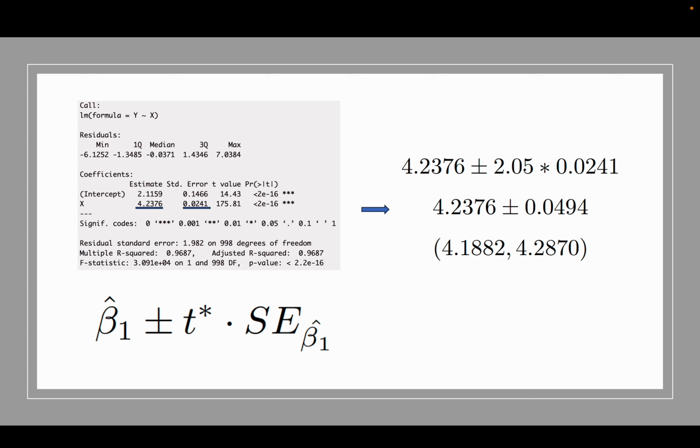So in this slide, we are computing a confidence interval for the slope estimate on x. We use the estimate and the standard error with a 2.05 critical value to compute the confidence interval. Here, the confidence interval is 4.1882 to 4.2870. We can interpret the confidence interval as that we are 95% confident that the population slope is between 4.188 and 4.287.